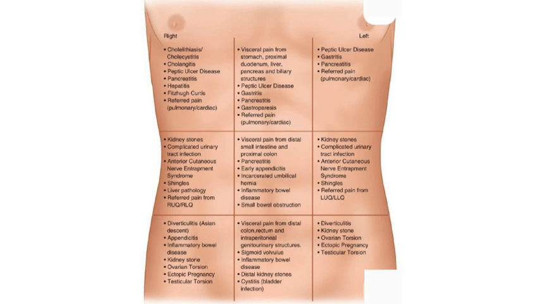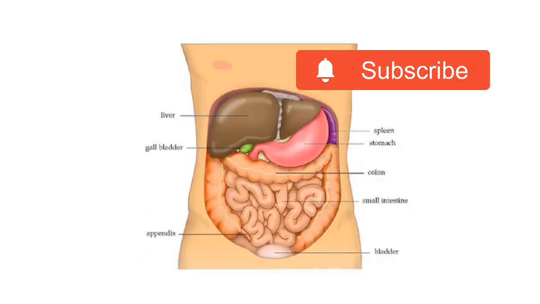And coming to hypogastric region, it contains small intestine, sigmoid colon, rectum, urinary bladder, right and left ureters, right and left ovaries and uterus for females, and in males ductus deferens, seminal vesicles and prostate. So this was a short description about how we divide the abdomen into 9 regions.